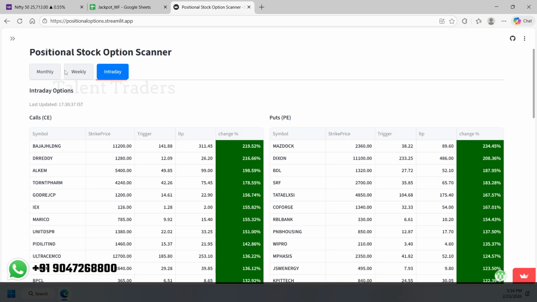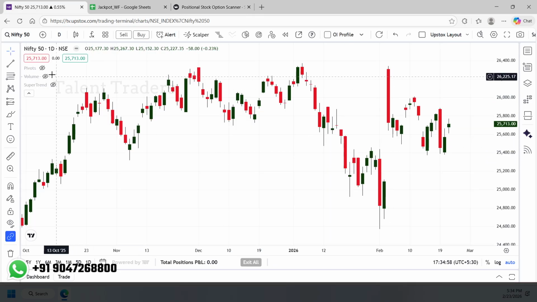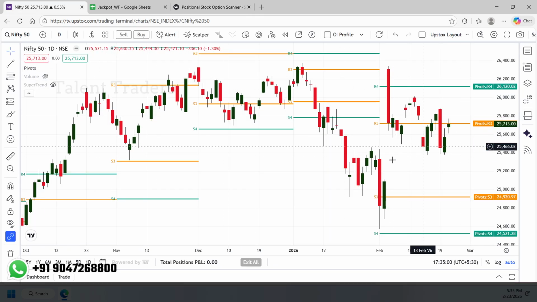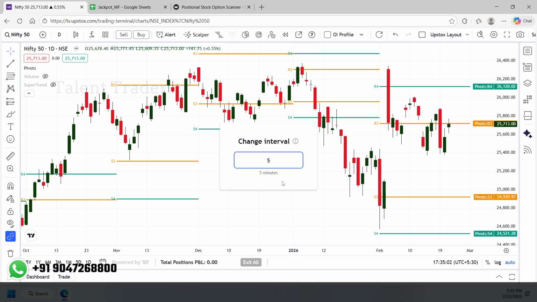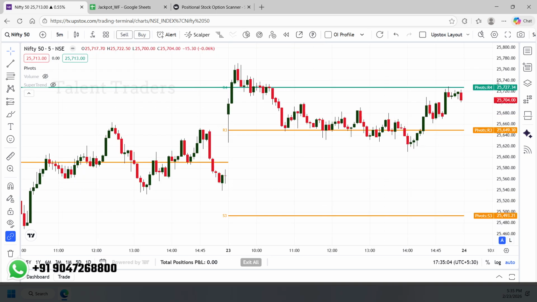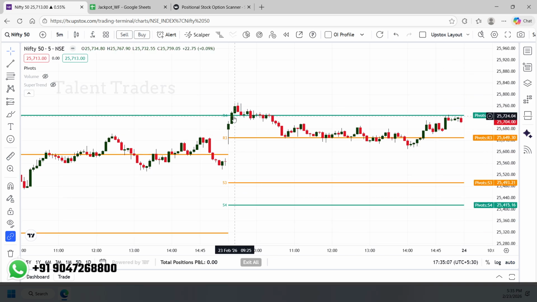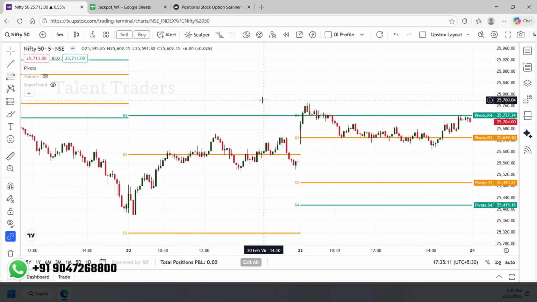There were many questions about the positional option scanner, sorry, the intraday one. It is purely based on the Camarilla R4 breakout. What is the logic we have created? First of all, we need to understand Camarilla R4. It consists of 4 levels of support and resistance. We are trying to find the R4 breakout. Once the stock has broken R4, there is a chance it can continue the upside trend.